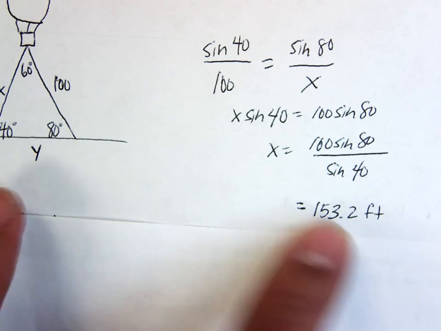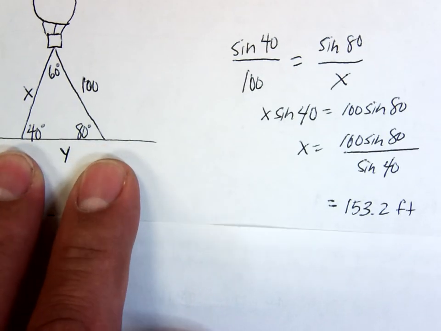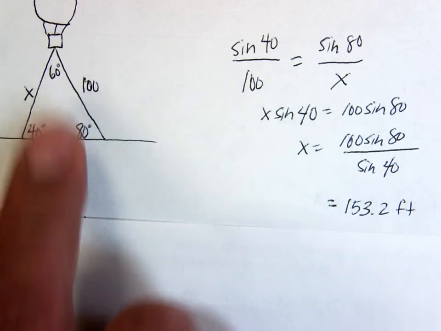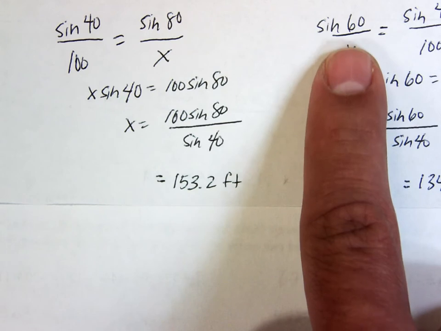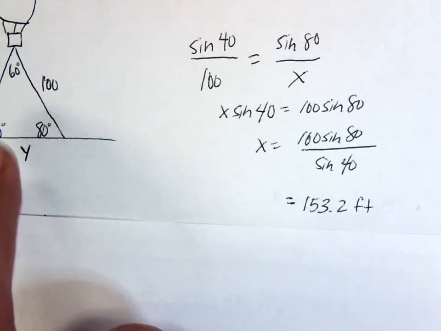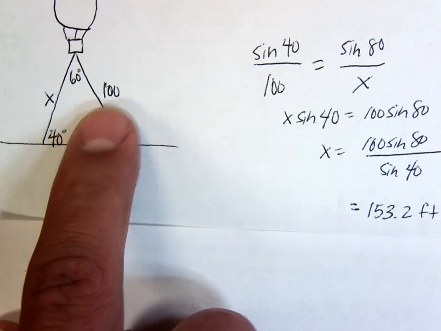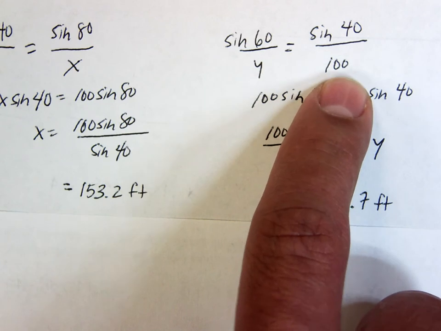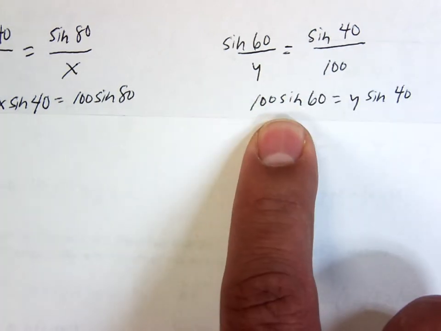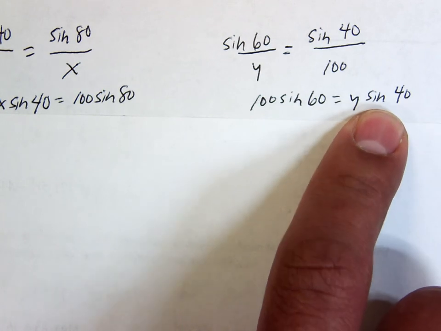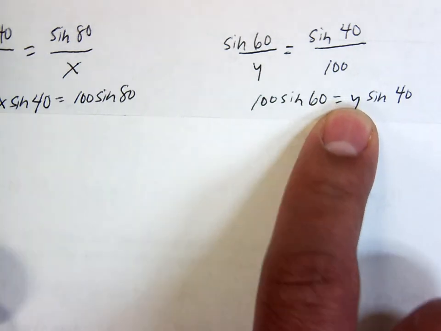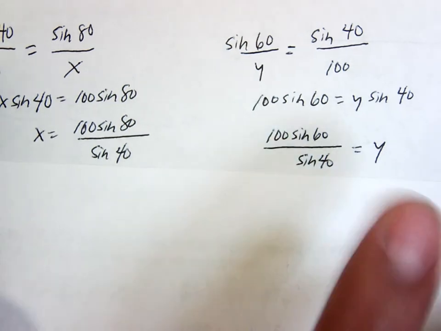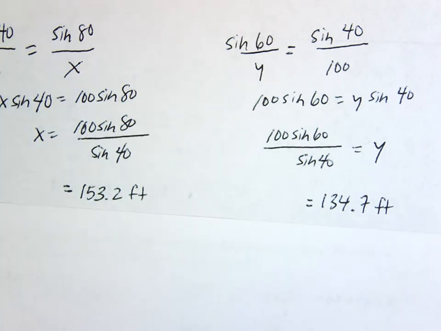Now it says how far apart are the tethers, so we want this y here on the bottom, so we just do law of sines again. I can take sine 60 over y equals sine 40 over 100. Cross multiply, and I get 100 sine 60 equals y sine 40. How do I get this y by itself? I just divide both sides by sine 40. And now I've got the y by itself, straight into the calculator, and it gives me that y is equal to 134.7 feet.